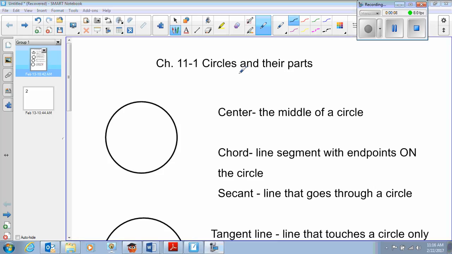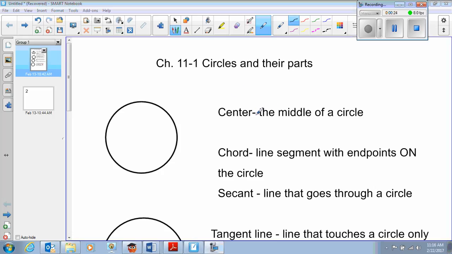Chapter 11 starts to deal with circles, their arcs, their perimeters, which we call circumference, and the measure of certain angles. We're just going to get started today, though, with a couple of vocabulary terms that deal with circles. So here we have some different terms.